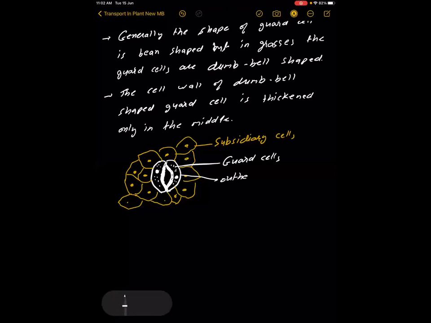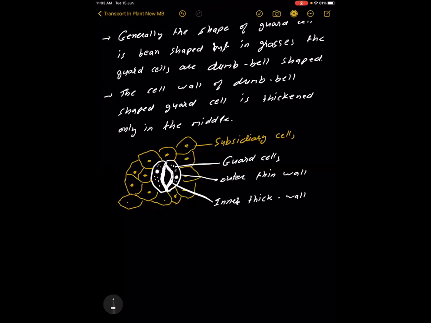Sir, what is the role of subsidiary cells? They provide water at the time of high osmotic potential in the guard cell. So these are helping cells. Sir, will the plant be able to survive if the guard cells do not open or close?